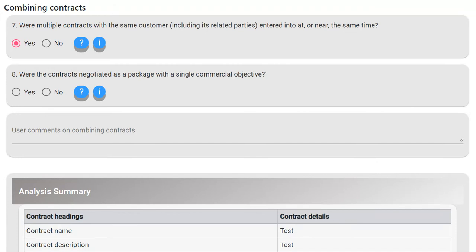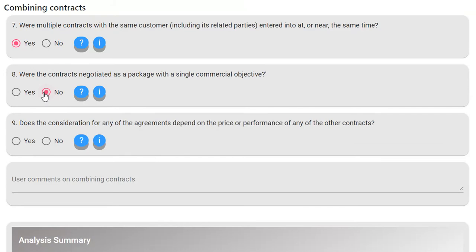So the first one asks, were the contracts negotiated as a package with a single commercial objective? In practice, this tends to be the criteria that most frequently is met. And if you answer yes to this, that they were in fact negotiated as a package to obtain a single commercial objective, then the requirement is that these contracts should be combined. However, if you answer no, then you would be taken once again to the next step of, if any of the three criteria are met, then the contracts are required to be combined.